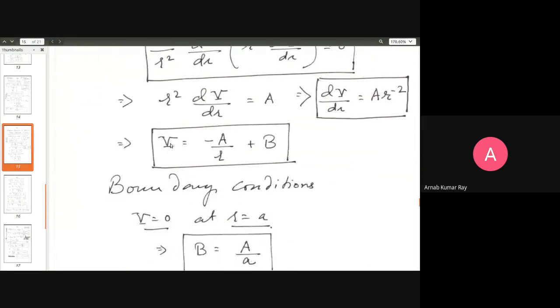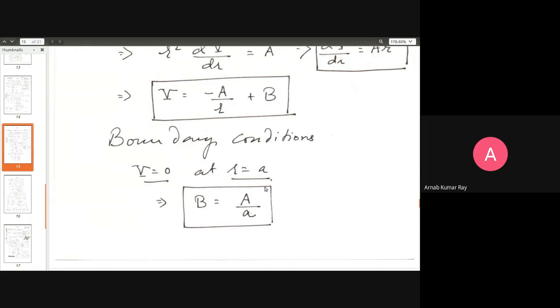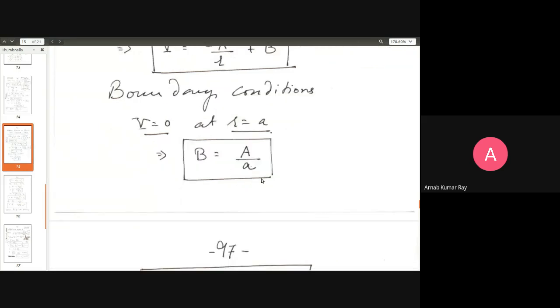So when V is equal to 0 at r is equal to small a, you write 0 on the left-hand side is equal to minus capital A by small a plus B. Therefore, capital B must be equal to capital A by small a. You have fixed one arbitrary constant with the help of one boundary condition. That is why you need two boundary conditions, because you have got two unknown constants. And for two unknown constants, you'll need two independent mathematical conditions. Each of these two boundary conditions gives you your required independent condition.